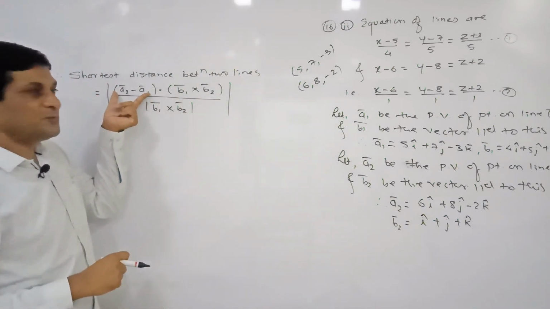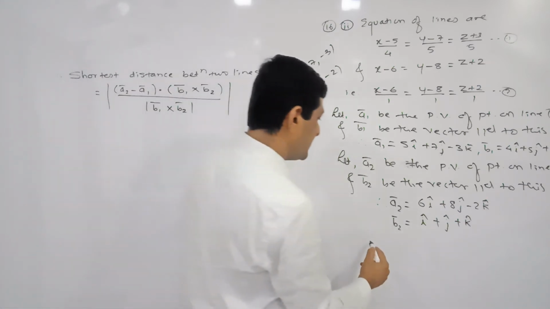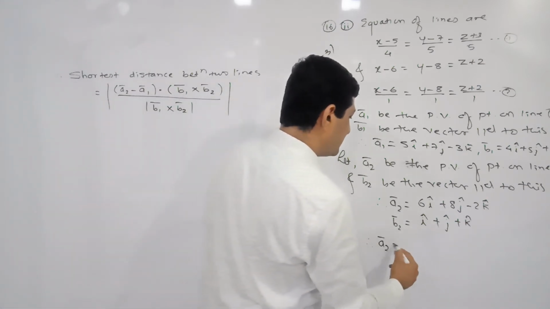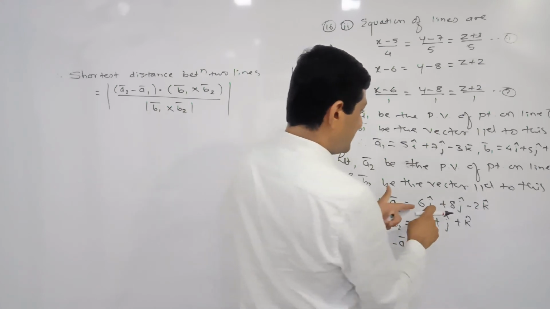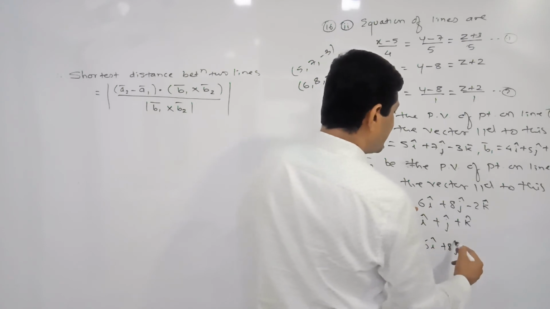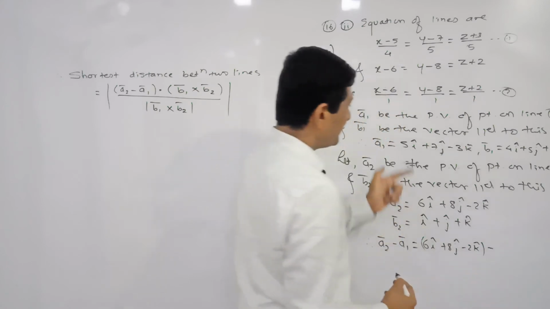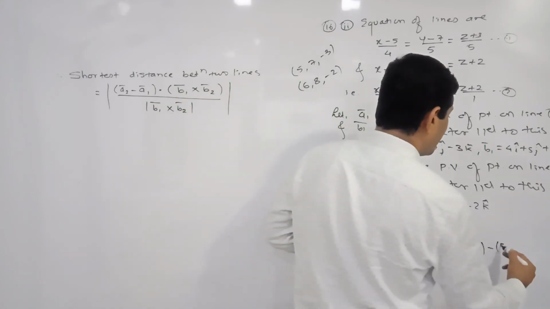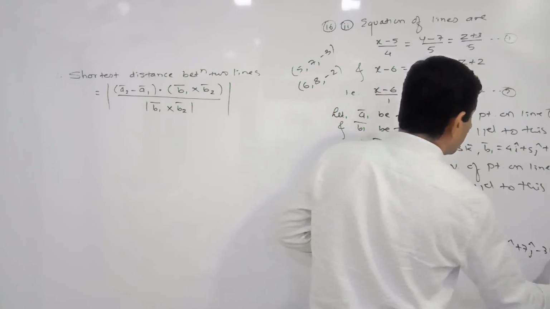Once all these values are known to us, now we will try to find out the value of this numerator. For that purpose first we have to find the subtraction of a2 bar and a1 bar. So a2 bar minus a1 bar is equal to, what is the value of a2 bar here? 6i plus 8j minus 2k, minus the value of a1 bar. a1 bar is equal to 5i cap plus 7j cap minus 3k cap.